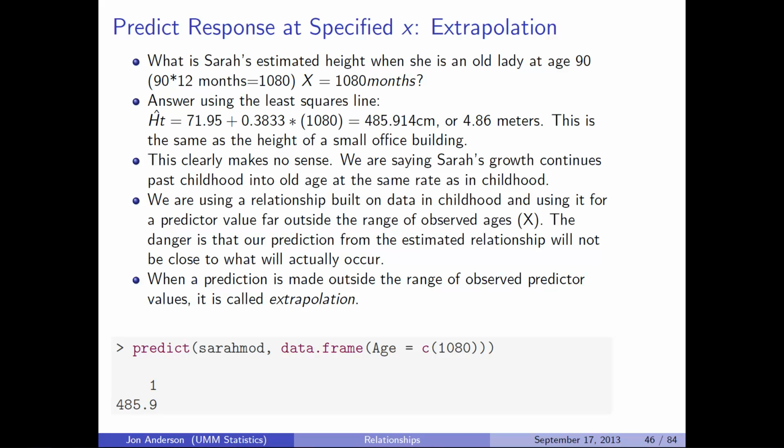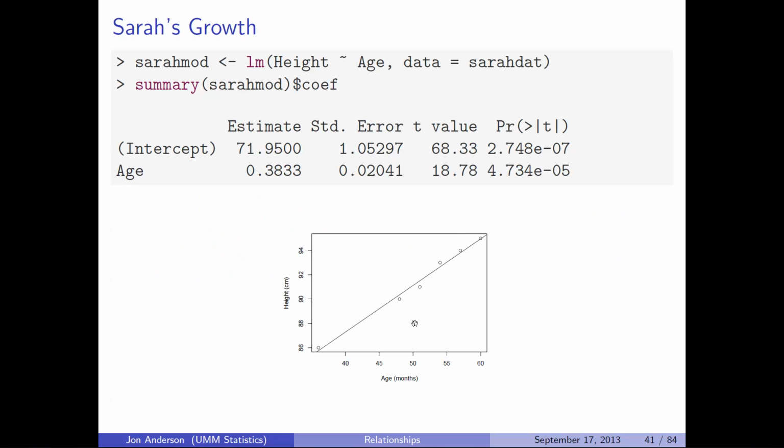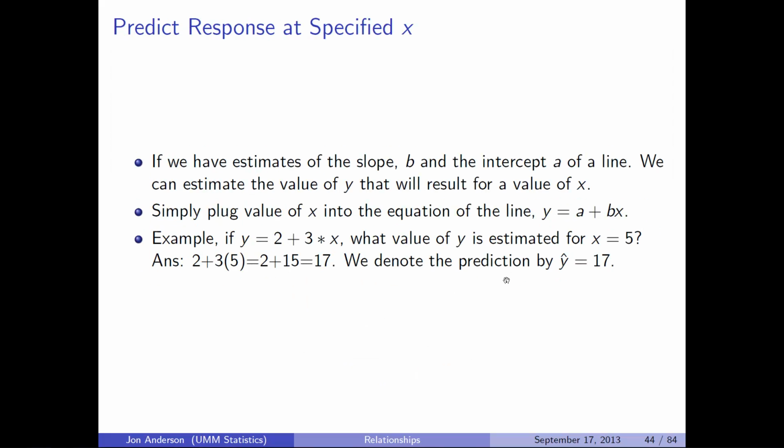As we all know, people stop growing, their vertical height stops after a certain point, and the relationship flattens out, and it doesn't continue in a linear fashion. This kind of projecting a relationship is happening beyond where we have any data for Sarah. Remember, for Sarah, we have observations that run from about 35 months up to about 60 months of age. 1,000 months of age is way beyond the scale of where we have any evidence about this relationship.